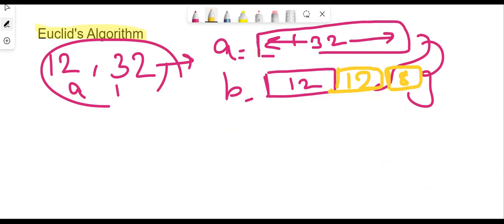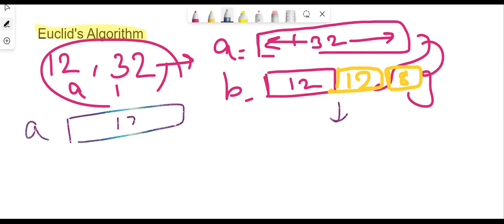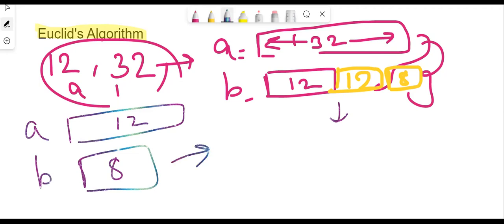Now moving ahead. Okay. So we are finding the GCD for 12 and 8. Now the thing is that we want, okay, so now A is 12 and B is 8. Now, we know that 8 is the smaller number. Does 8 divide 12 completely? No, it divides but by 1, and still a remainder remains, which is 4.